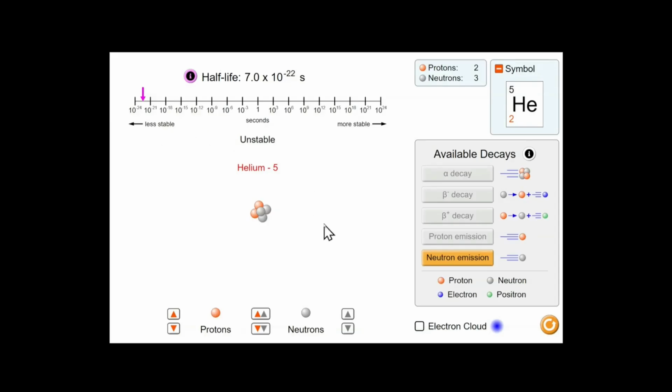So it wants to be helium-4. How is it going to do that? It's going to just get rid of one of those neutrons. And that neutron leaving is going to be a form of radiation that we're not going to cover today. But it loses one, becomes stable. That's the main point I want to get across.